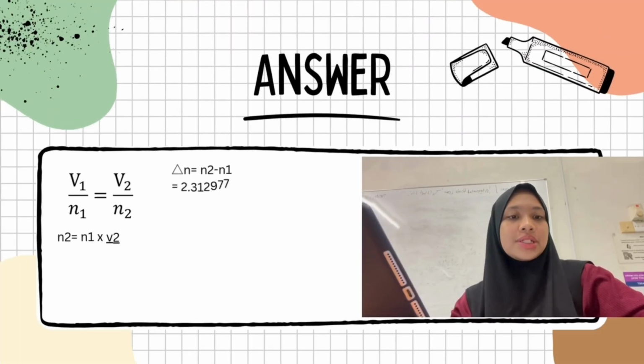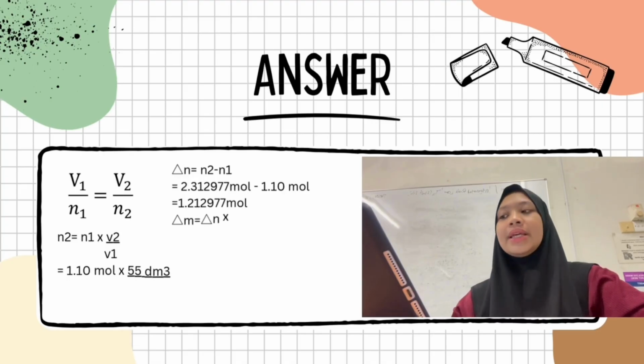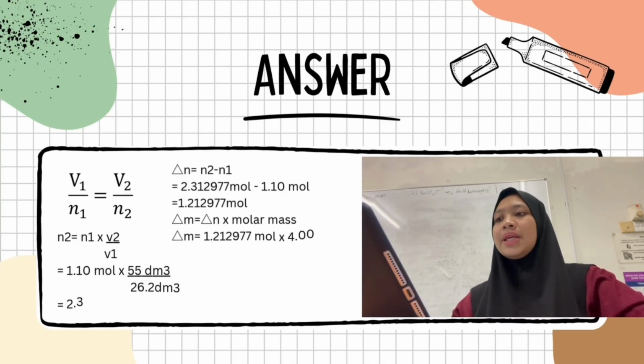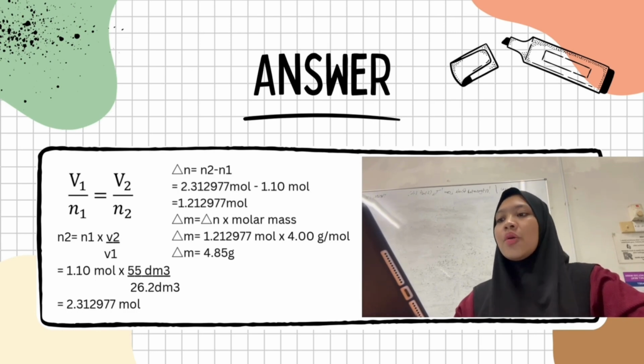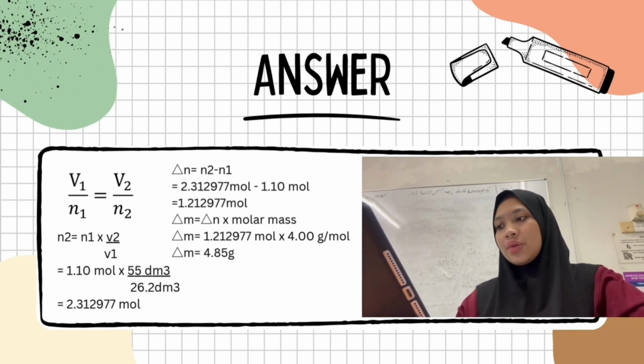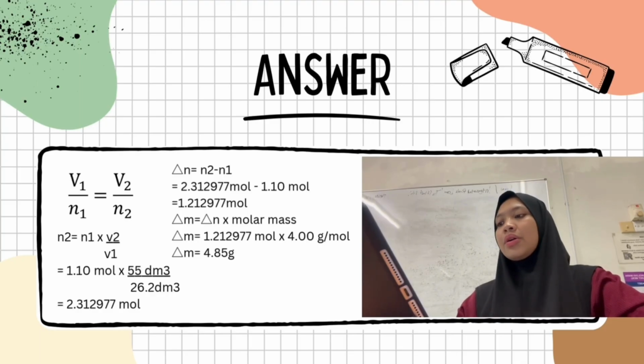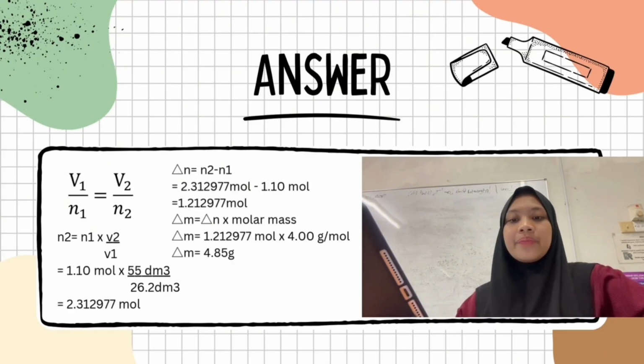The last sample question of Avogadro's law application: a scale model of a blimp rises when it is filled with helium to a volume of 55 dm³. When 1.10 mole of helium is added to the blimp, the volume is 26.2 dm³. How many more grams of helium must be added to make it rise? Assume constant T and P.